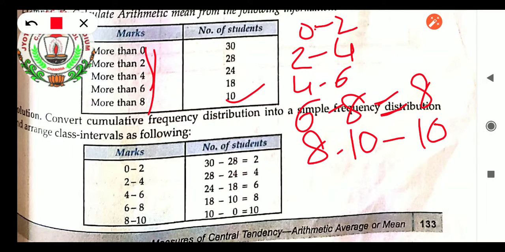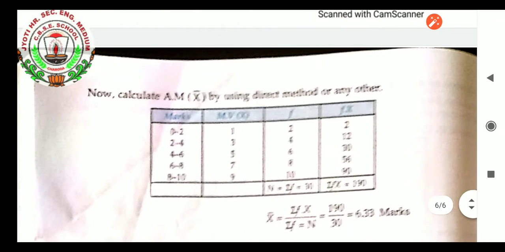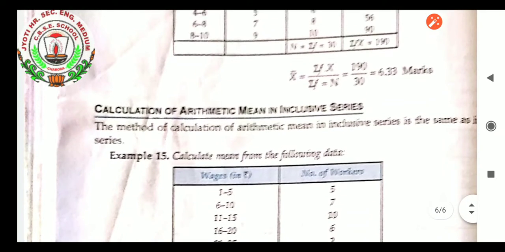Then more than 4: 24 minus 18 you do, because 18 includes the 10. So when we do 24 minus 18, you will get 6. Then more than 2 means it includes the frequency up to 8, so just deduct 28 minus 24, you will get 4. More than 0, the frequency is 30. You subtract 30 minus 28, because 28 includes the frequency of the classes below also. 30 minus 28 is 2. So this is the way, student, we get the actual frequency. After getting the actual frequency, you can apply the same shortcut method formula and solve the question.